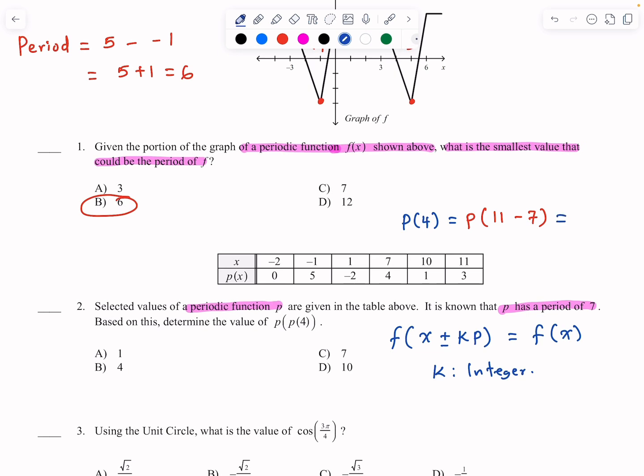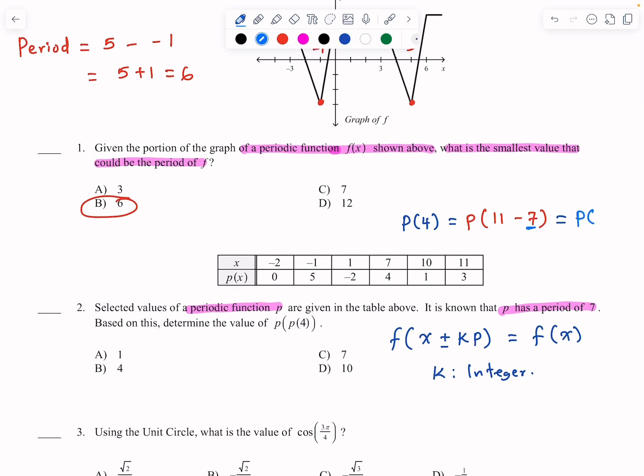So in this case, because I put my period into consideration, which is 7, all this is going to be is just p of 11. And if you look at the table, do you have p of 11? Of course I have p of 11, and that one will give me 3. Am I done? No, I am not done, because the question wants p of 4, and p of 4 is now the same thing as p of 3.